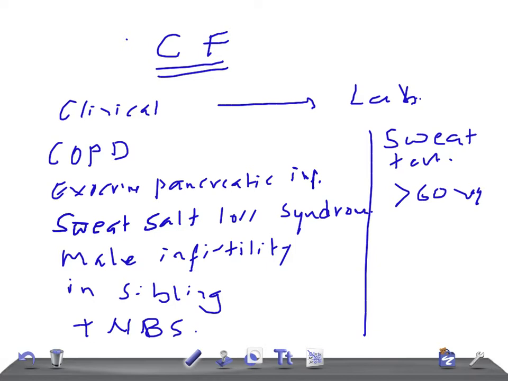So if it's more than 60 milliequivalents per liter on a sample of at least 100 milligrams, then you can say the sweat chloride test is positive. Or identification of a gene known as CFTR mutation, which is known to cause cystic fibrosis. If you identify two CFTR mutations, then it will help you diagnose cystic fibrosis.